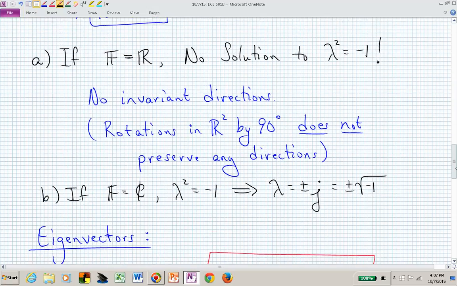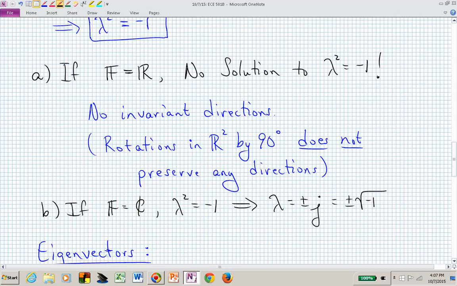If we allow the field of numbers that we are playing on to be complex, then we can solve lambda squared equals minus 1. That's why we invented complex numbers, to allow solutions to such equations. We now know that lambda can be either plus j or minus j, where j is the square root of minus 1. And that will then solve lambda squared equals minus 1. Those are our eigenvalues, plus and minus j.